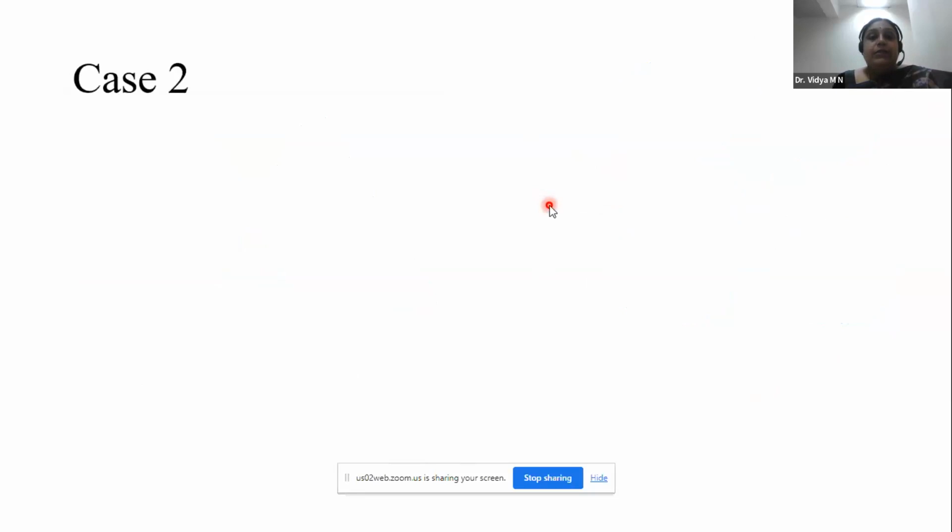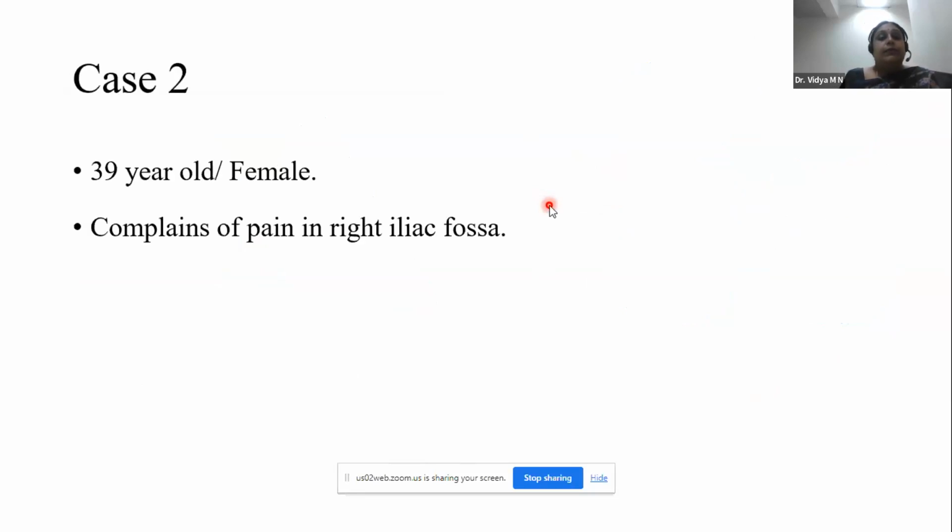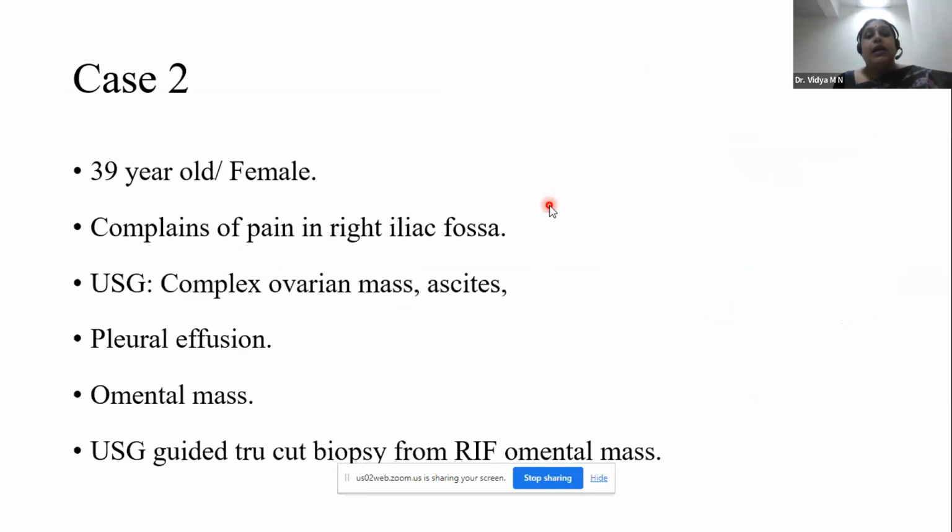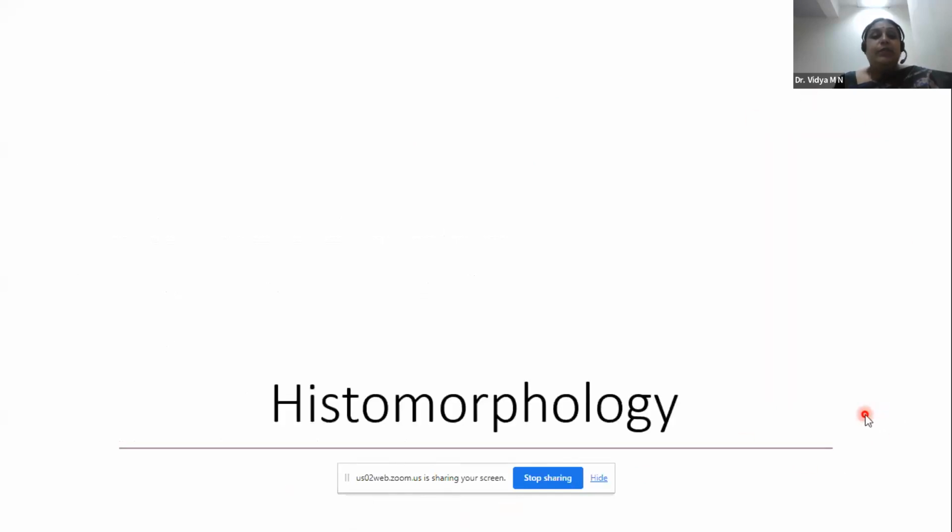I have one last interesting case to discuss. This is a case of a 39-year-old female patient. The tissue was submitted with complaints of pain in the right iliac fossa. The ultrasound, that's all we were given actually, the first two points. Later on, we went and discussed, and we realized that the patient has a complex ovarian mass with ascites, and the patient also had some mild pleural effusion with presentation of the omental mass. So the true cut biopsy was actually done from the right iliac fossa omental mass. This is the true cut biopsy that was submitted, which has multiple fragments.